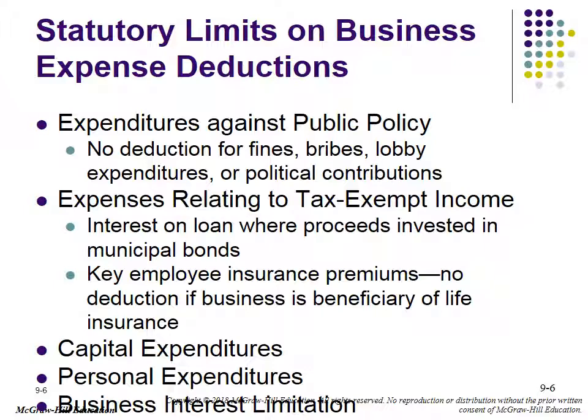When you have expenses related to tax-exempt income or income that's not taxed, let's say you have interest on a loan where you use the loan proceeds to buy municipal bonds. Well, we know the interest income on a municipal bond is not taxed. So interest on that loan would not be allowed as a deduction. Same with key employee life insurance premiums. So no deduction if the business is the beneficiary of the life insurance, because when and if the owner passes away or the key employee passes away, the company will receive tax-free income.